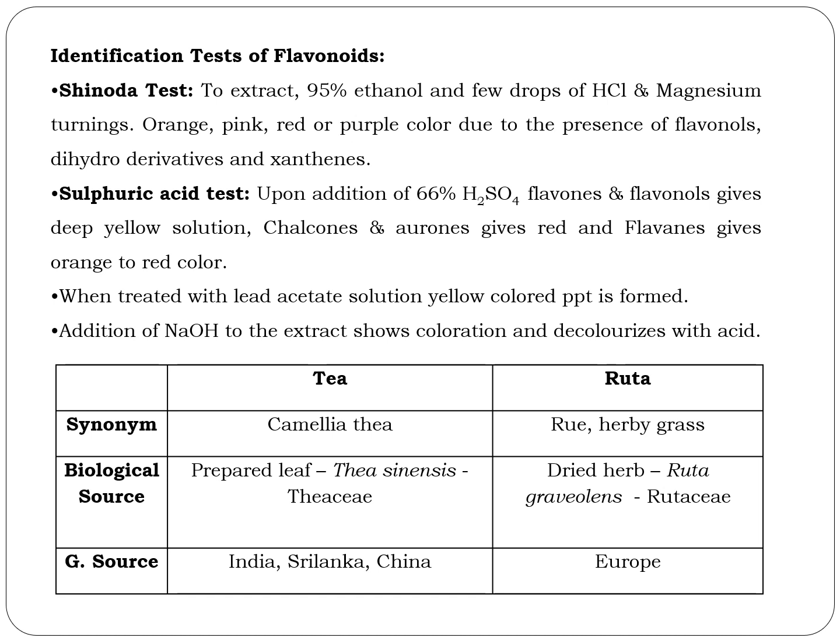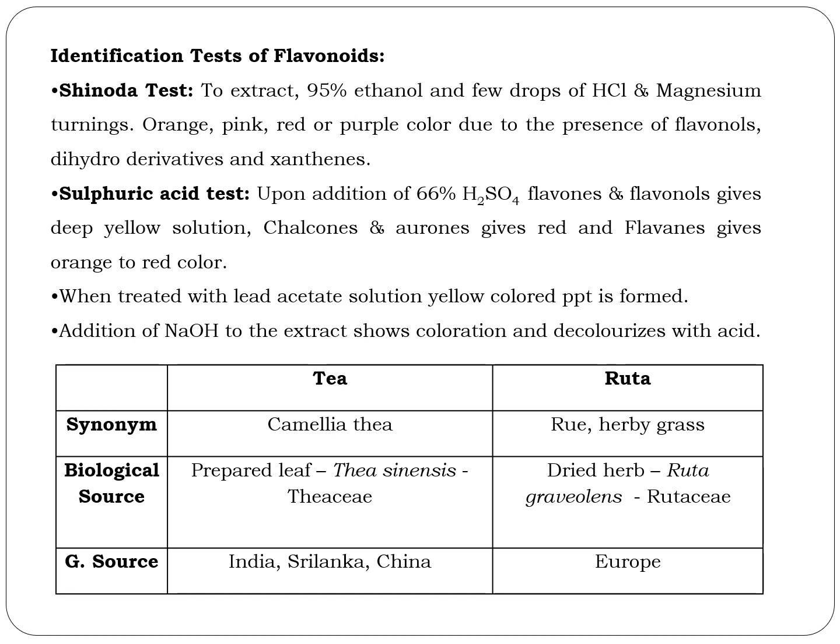Let us discuss what the general identification tests for flavonoids are. The very first identification test is the Shinoda test. To the extract, 95% ethanol, a few drops of HCl and magnesium turnings are added so that it produces orange, pink, red or purple color due to the presence of flavonols, dihydroderivatives and xanthones. Next test is the sulfuric acid test.